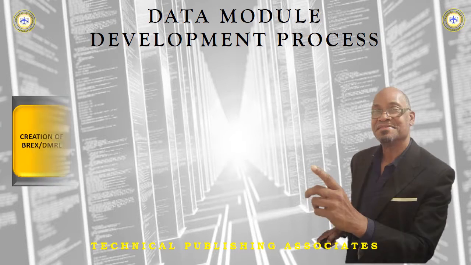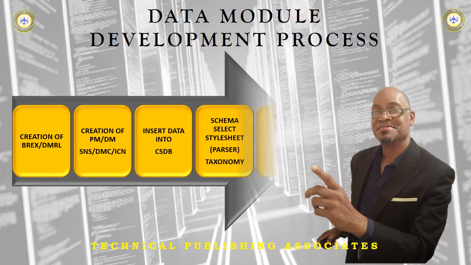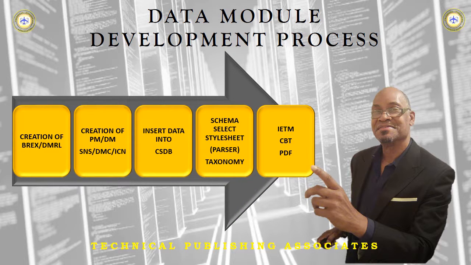Your data module development often begins with understanding and documenting the various layers of your business rule exchange protocol, commonly referred to as your BRECs. Once your BRECs rules are established and your data modules metadata consisting of SNS, DMC, and ICN values are assigned, your authors are ready to create data modules to reflect the objects of your document project. These data modules are then entered into your CSDB.